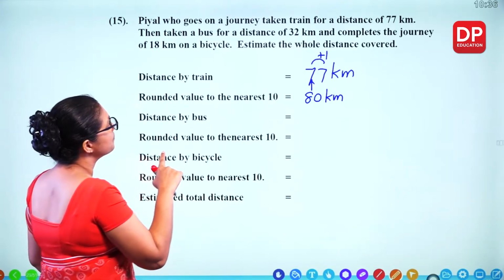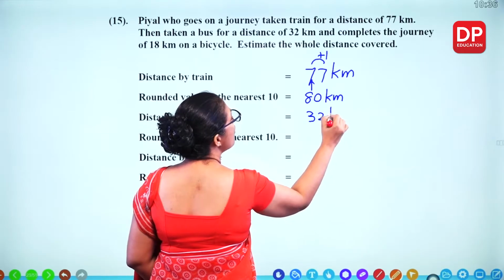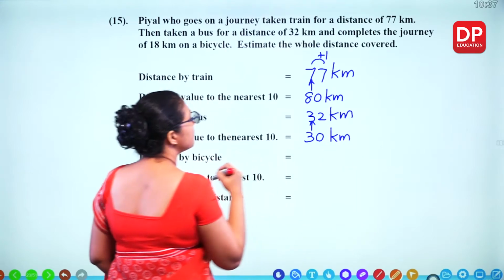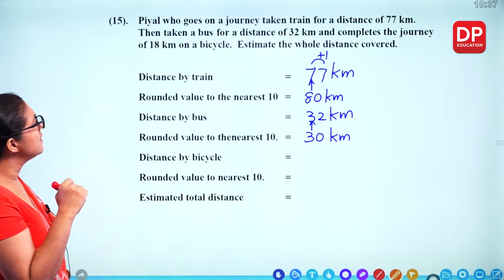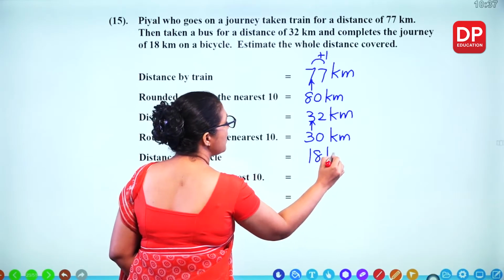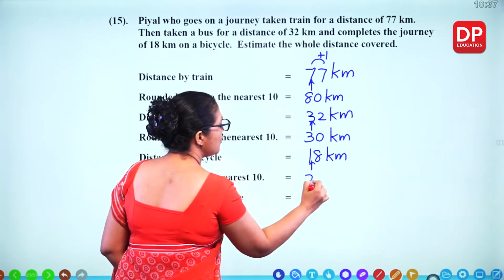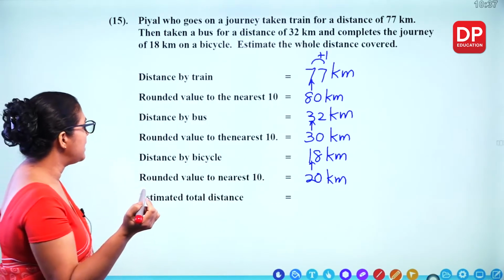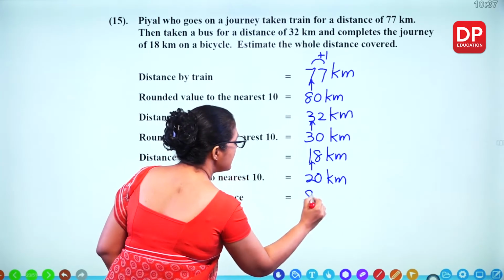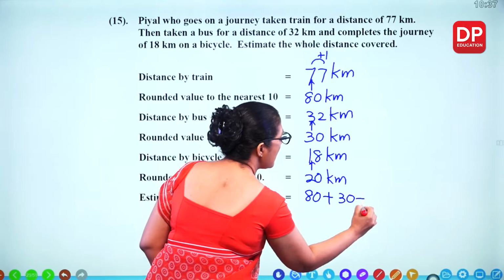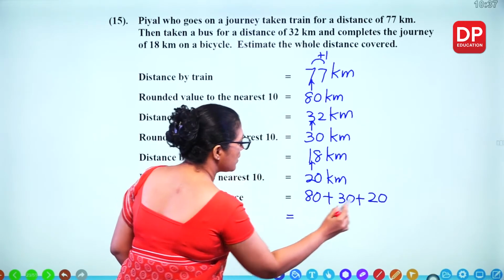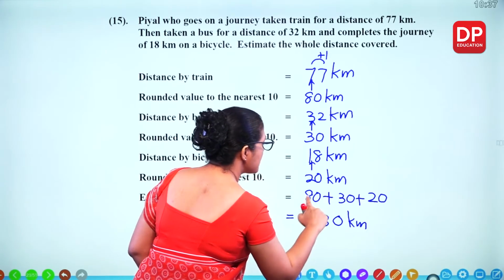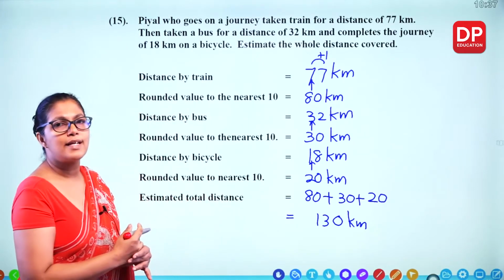Distance by bus, 32 kilometers. When you round it to the nearest tens, you get that. That's 30 kilometers. Distance by bicycle, 18 kilometers. And when you round this value, you get 20 kilometers. So what's the estimated total distance? You can add 80, 30 and 20. So what's the total? 130 kilometers.